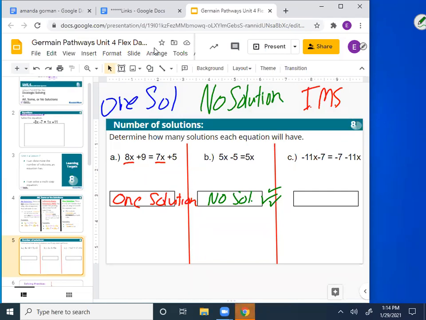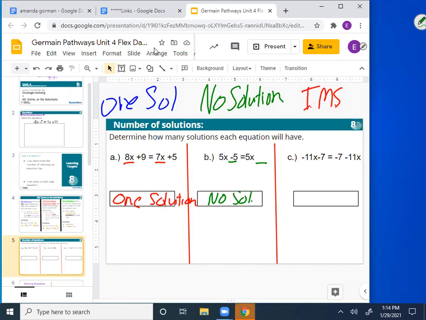Carter, what were you thinking? What made you think no solution? Because if you look at it, this is 5x minus 5 equals 5x. Very good. So, they're not the same. So, it can't be infinitely many solutions. And we notice that the variables are what? The same, right, Billy? Nice job. The variables are the same, so it's going to be either infinitely many or no solutions. But it can't be infinitely many because I have a minus 5 on one side and I don't have that same amount on the other side. So it's not going to be infinitely many. So it's got to be no solutions.